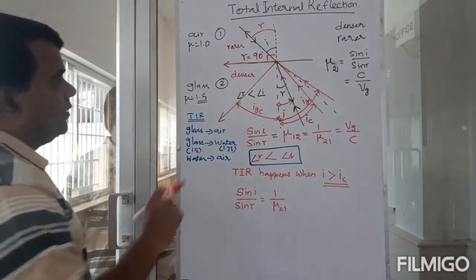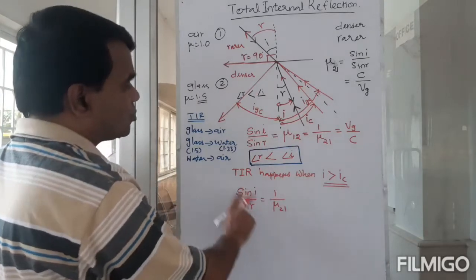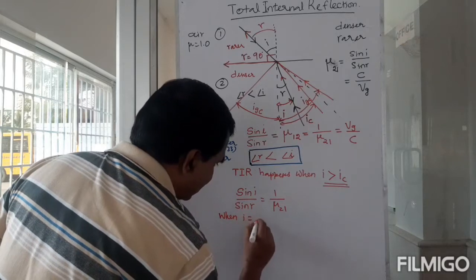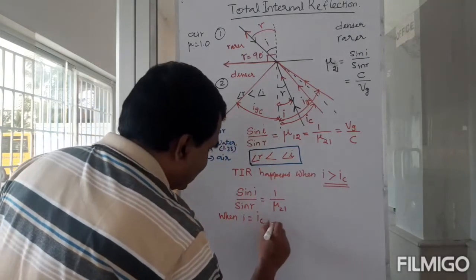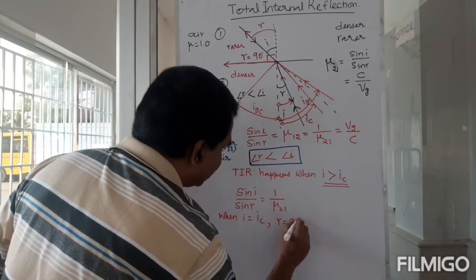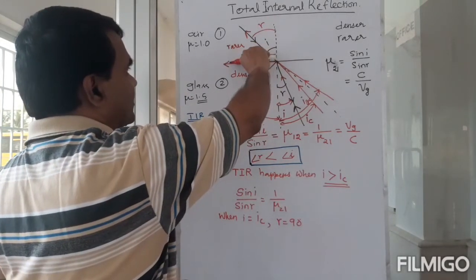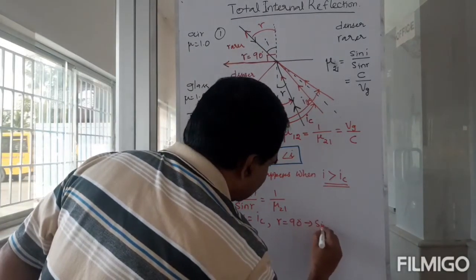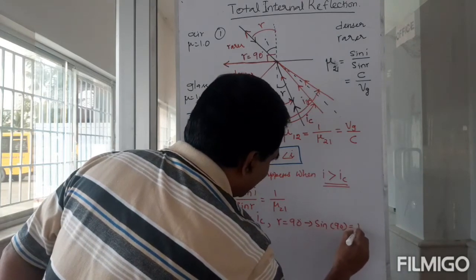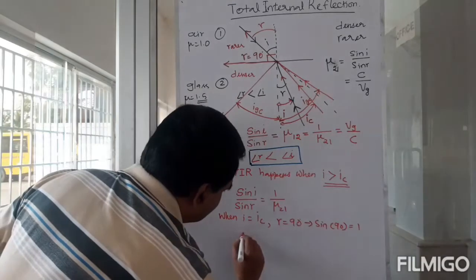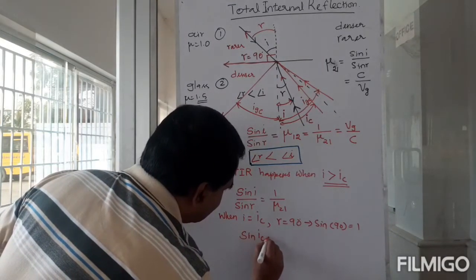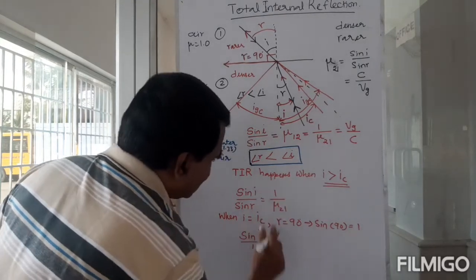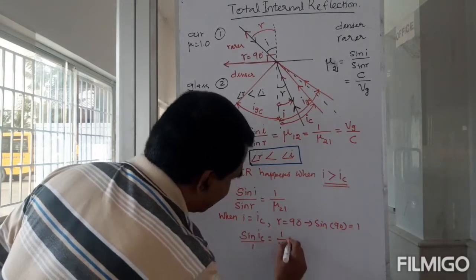Okay, so now at the critical angle, what happens to R? When I is equal to IC, the critical angle, then R is equal to 90 degrees. Okay? From the normal, it has come to 90 degrees. So then sin R, sin 90, is equal to 1. So note here, sin IC is equal to 1 by mu 2 1, because sin R is 1, right?